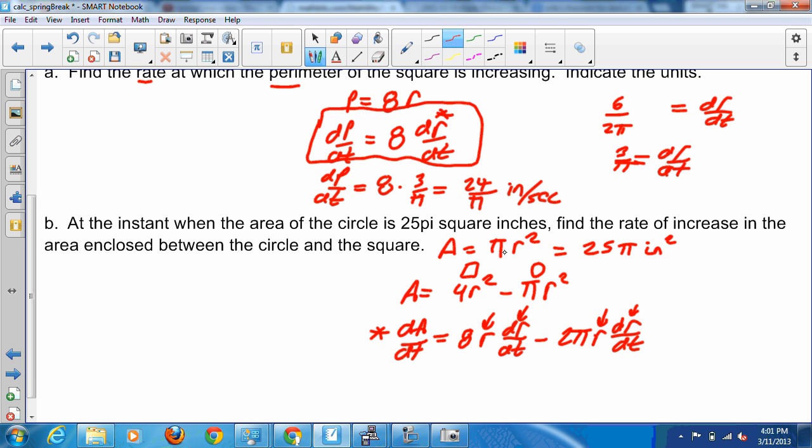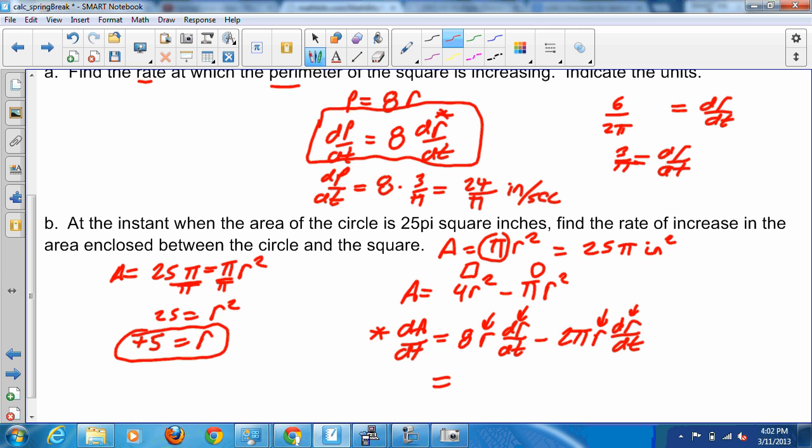Well, we know that the area of the circle is 25 pi square inches. So if we solve for this, we divide by pi, and let's do it over here. We get area is 25 pi equals pi r squared. Divide by pi, divide by pi, and we get the radius squared is equal to 25. So it looks like our radius is equal to plus or minus 5. Well, we can only use positive values when we're measuring.